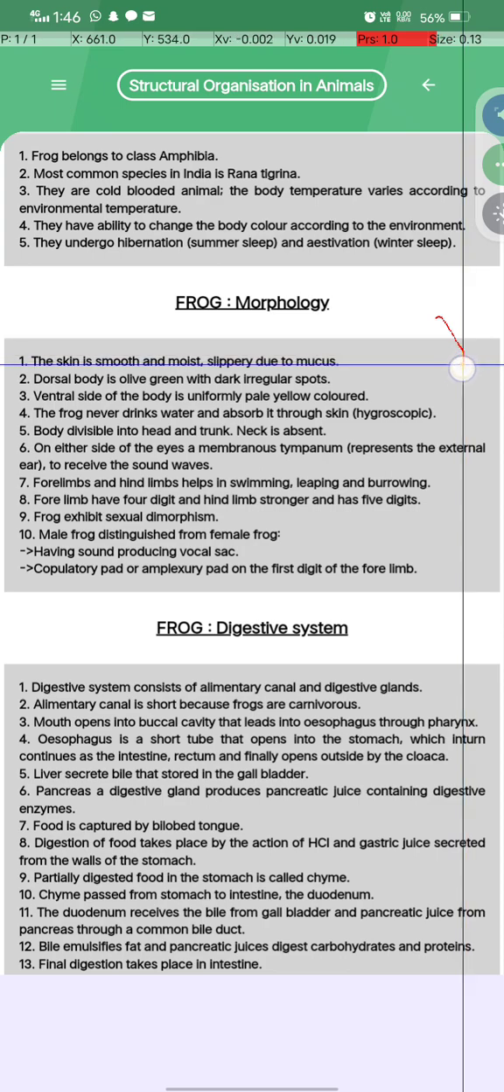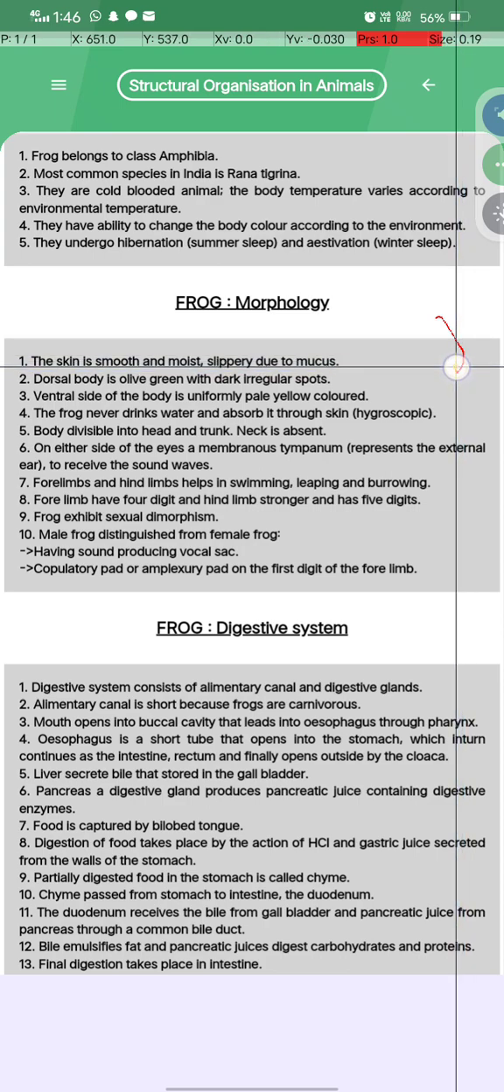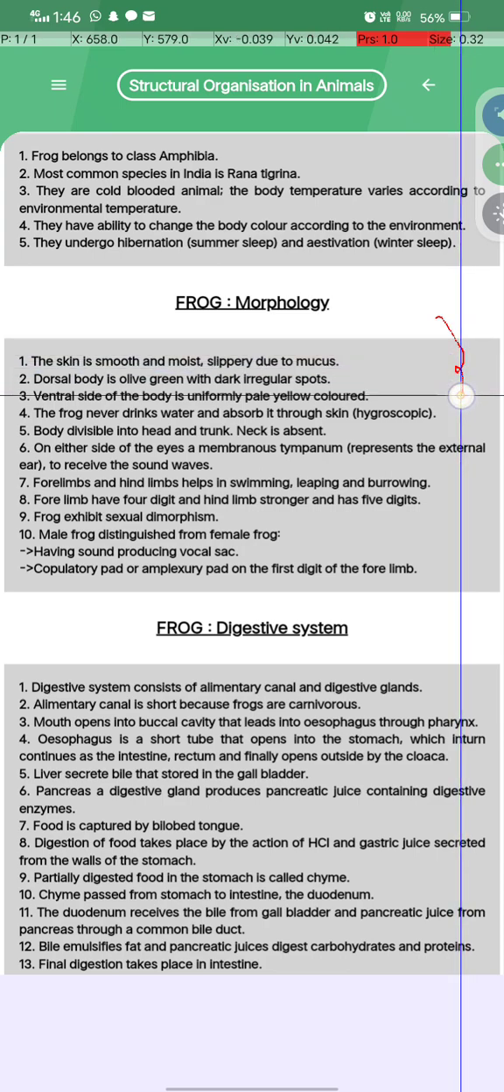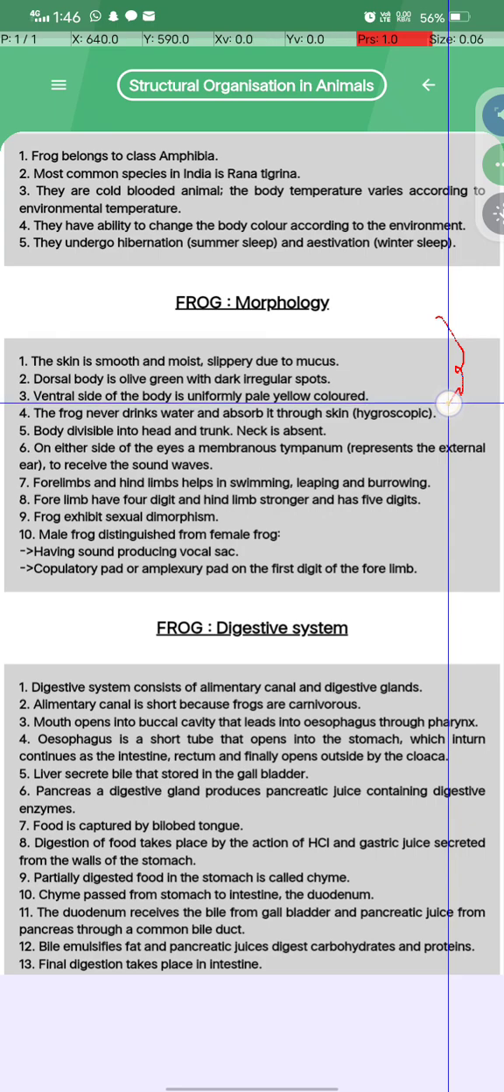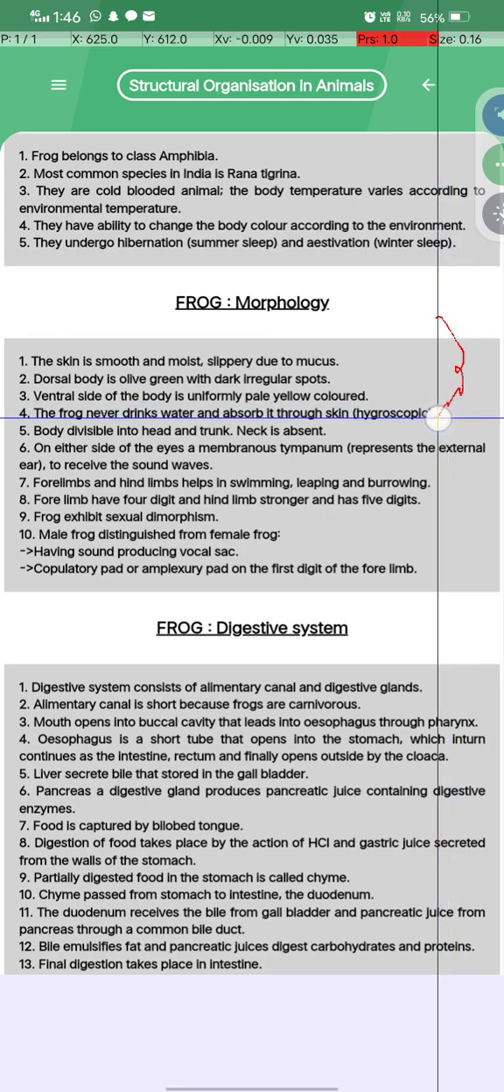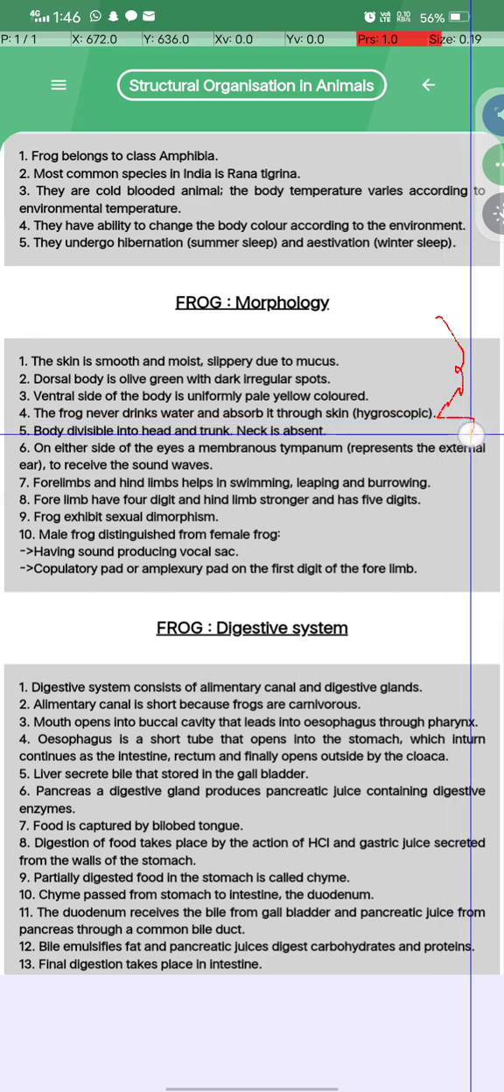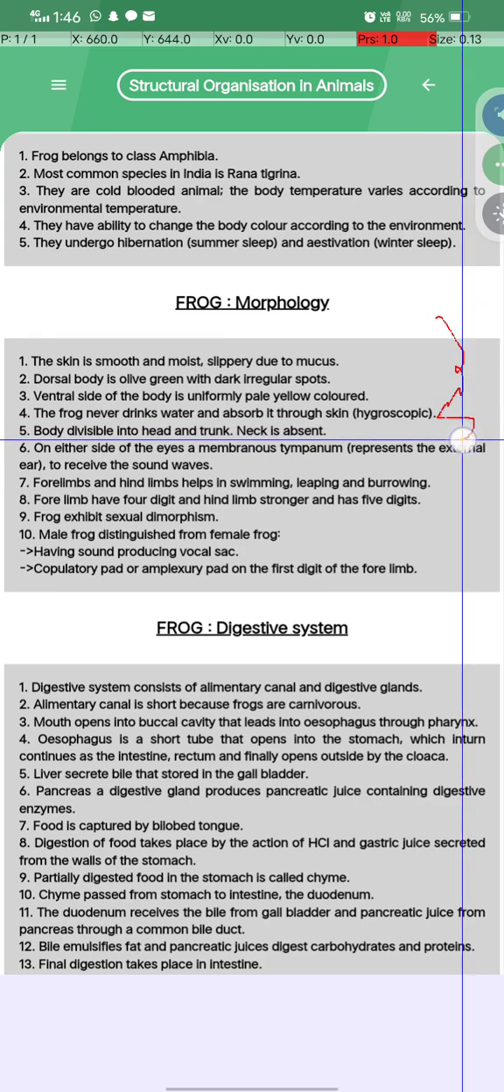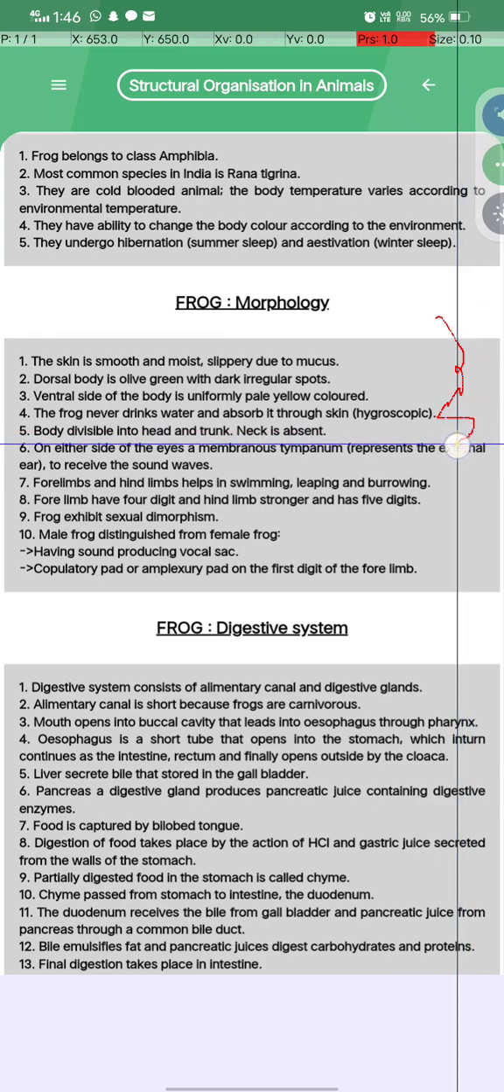Frog morphology. The skin is smooth, moist and slippery due to mucus. The dorsal body is olive green with dark irregular spots, and the ventral side of the body is uniformly pale yellow. The frog never drinks water; it absorbs it through the skin, which is hygroscopic. The body is divisible into the head and the trunk. Neck is absent.